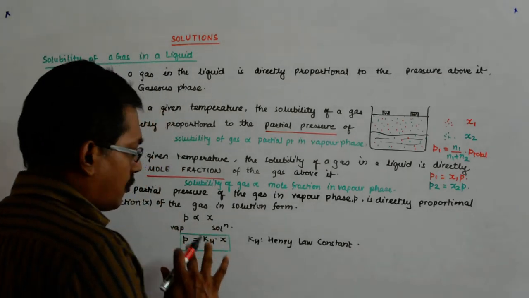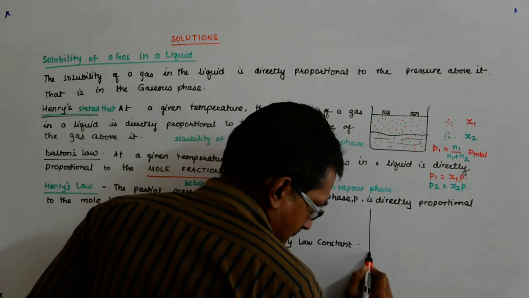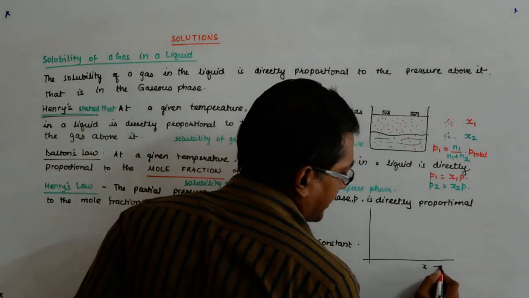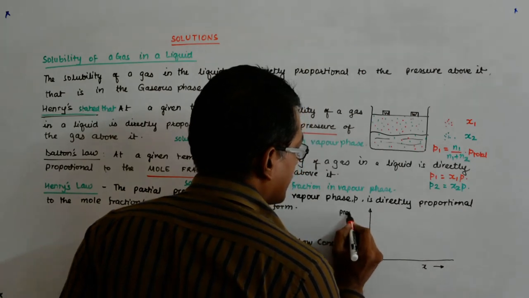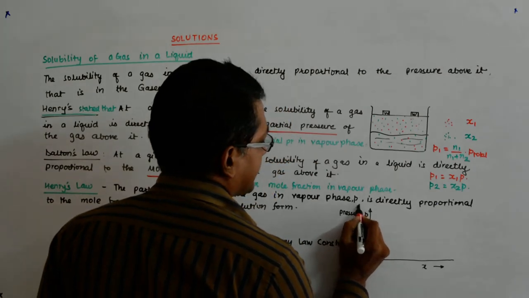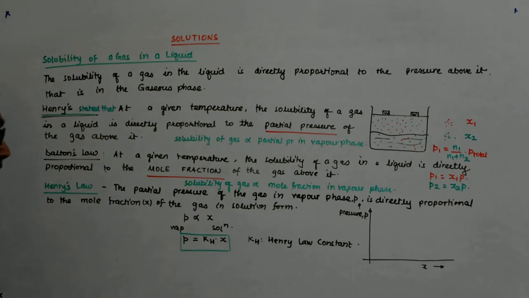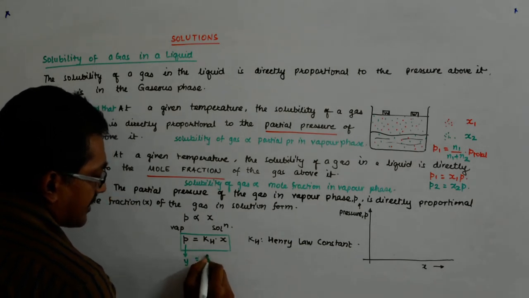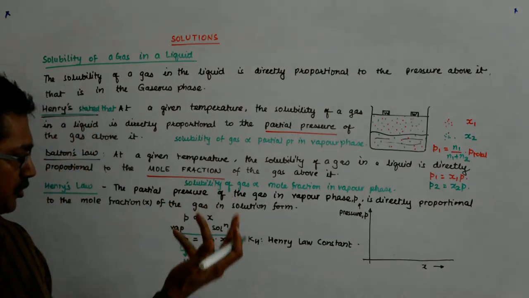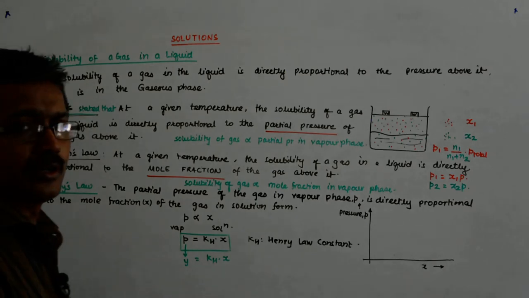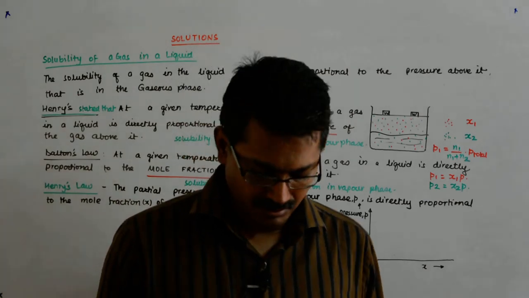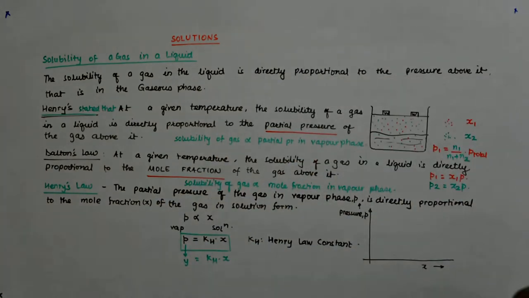Now let us try to understand. Now what happens is this. If I have the mole fraction plotted like this and the pressure P plotted like this, is it not an equation? So this is my Y and this is my X. Somehow mole fraction is also X, and so this is the equation of a line that passes through the origin. Is it not? It passes through the origin.